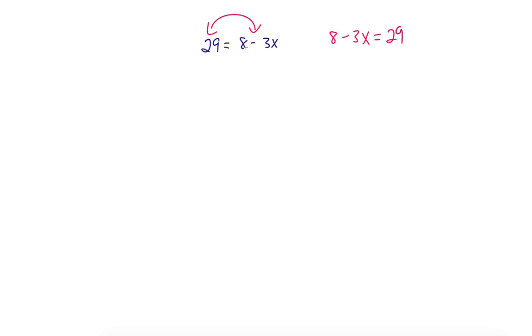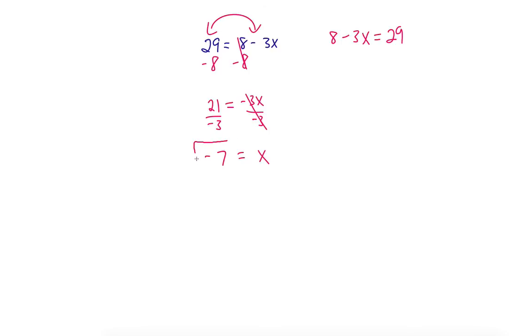So first things first, let's get rid of this 8. So I'm going to subtract 8. 8 minus 8 gives me 0, and 29 minus 8 gives me 21. So I'm left with 21 equals negative 3x. Now, I have x times a negative 3, so what I'm going to do is get rid of that negative 3 by dividing both sides by negative 3. Now, negative 3 divided by negative 3, of course, gives me 1, so I'm left with 1x, and 21 divided by negative 3 gives me negative 7.